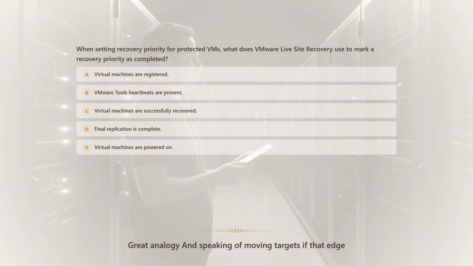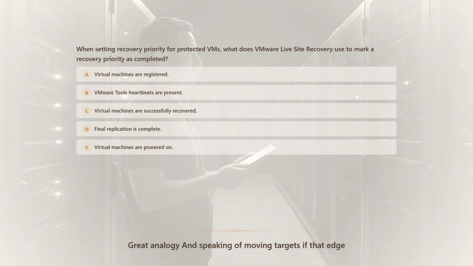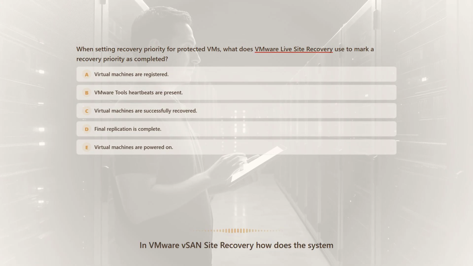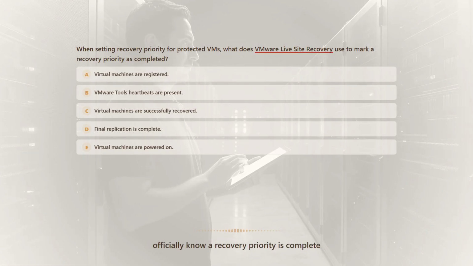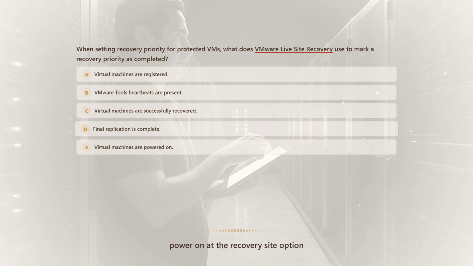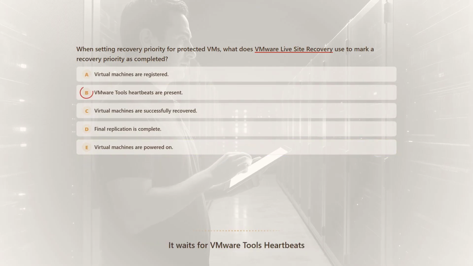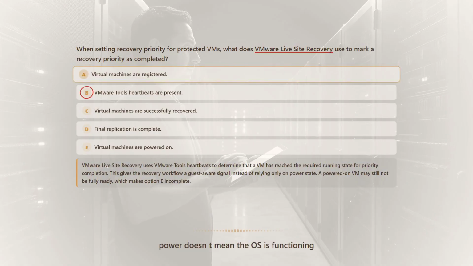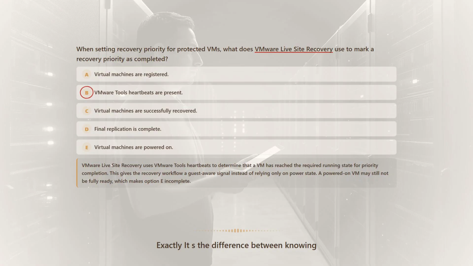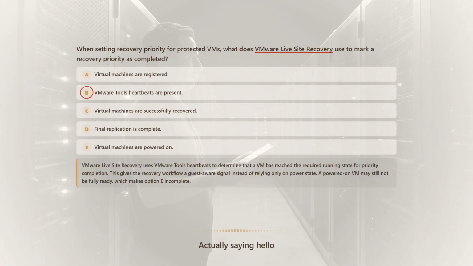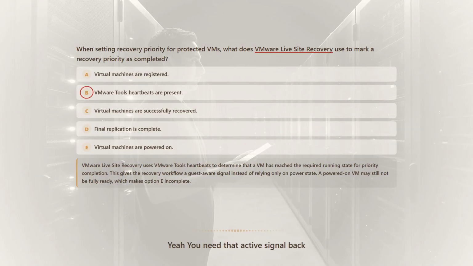Great analogy. And speaking of moving targets, if that edge site goes down, disaster recovery kicks in. In VMware Live Site Recovery, how does the system officially know a recovery priority is complete? I'd assume it's simply when the VMs power on at the recovery site, like option E. That's the obvious guess, but it's actually option B. It waits for VMware Tools heartbeats. Oh, just because a machine has power doesn't mean the OS is functioning. Exactly. It's the difference between knowing someone's alarm clock went off versus them actually saying hello. That makes total sense. You need that active signal back.